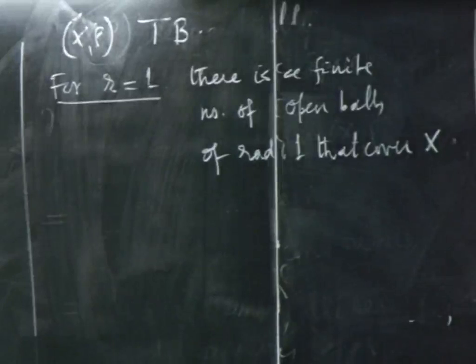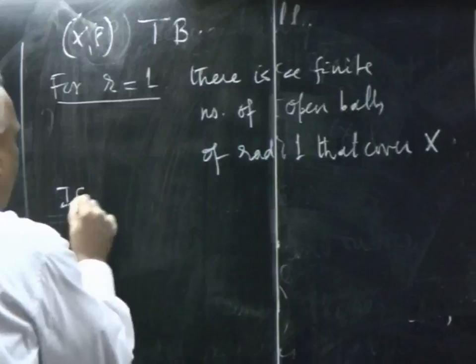Now I have this finite number of balls on the one side, on the other side I have these open sets. Now suppose each one of these open balls can be covered by a finite number of G fellows. This fellow requires 10, that fellow requires 12, this fellow requires 18. A finite number of fellows put together a finite number of times will give you a finite number. So all these balls will get covered by a finite number of G sets, which means the whole space will be covered by a finite number of G sets.